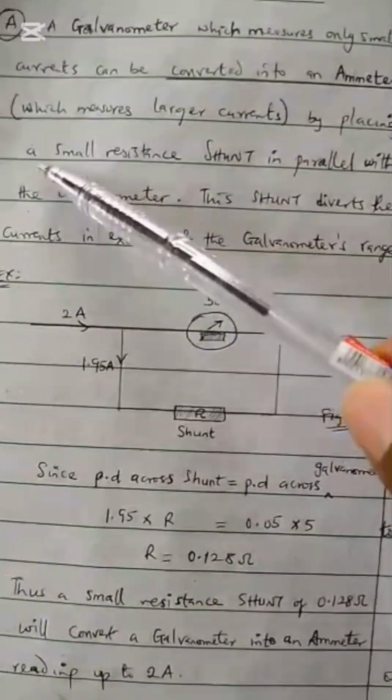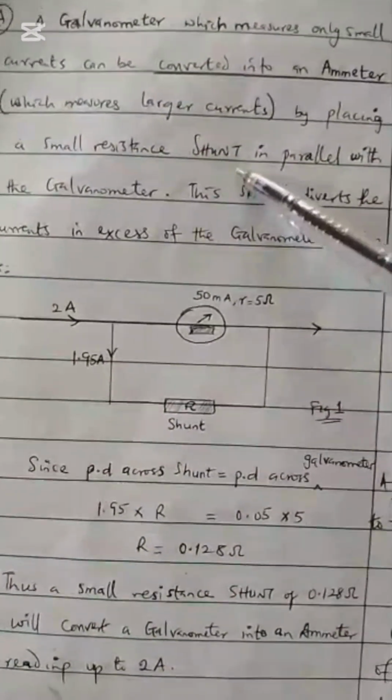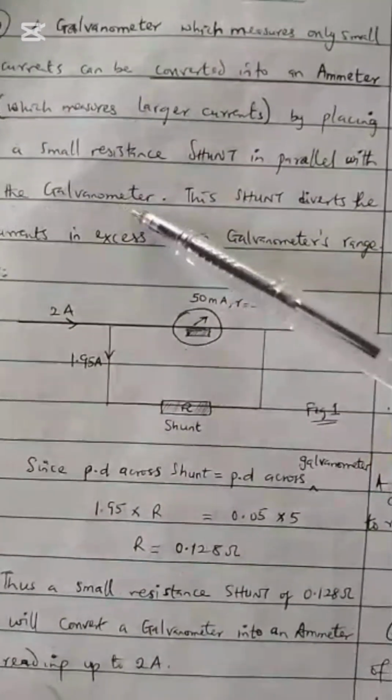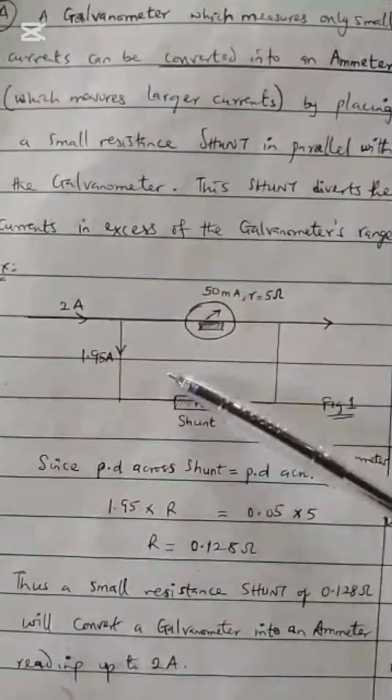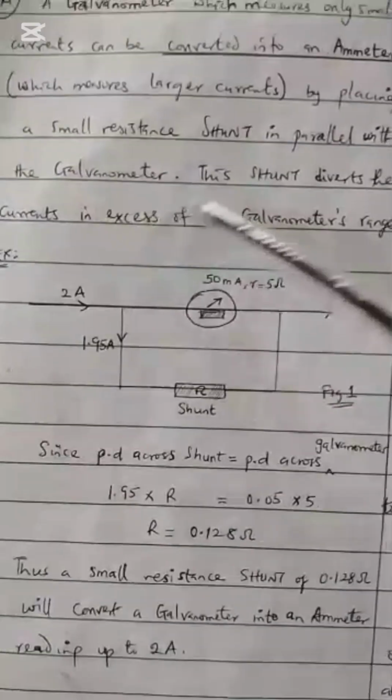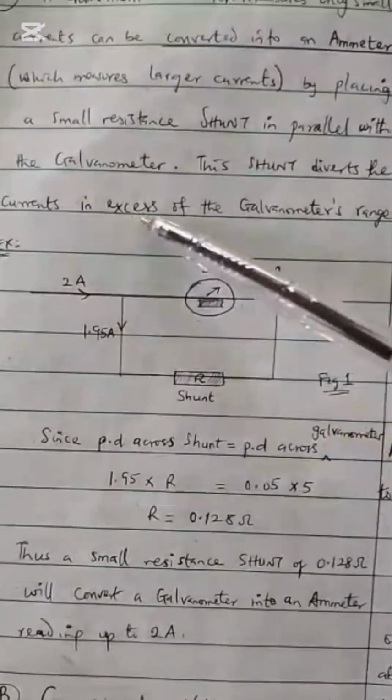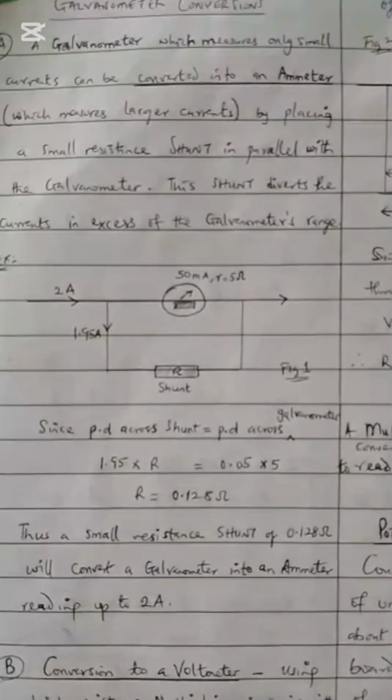By placing a small resistance in parallel with the galvanometer. This small resistance in parallel is called a shunt. So this looks something like this, in parallel with the galvanometer. This shunt diverts the current in excess of what the galvanometer can take.